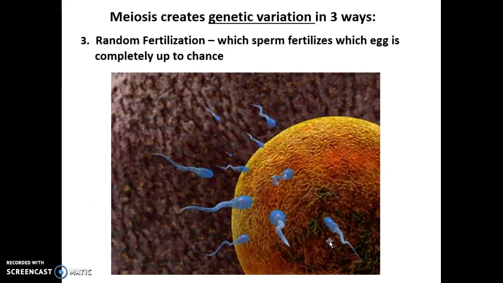Just by the process of meiosis, which one of the millions of different types of unique sperm that dad can create just so happens to fertilize which one of the millions of different types of eggs that mom can create is also completely up to chance, right? So which egg decides to start maturing during that ovulation cycle and which sperm just so happens to be the fastest that day is all going to determine which genes or which combinations of alleles that you inherit.